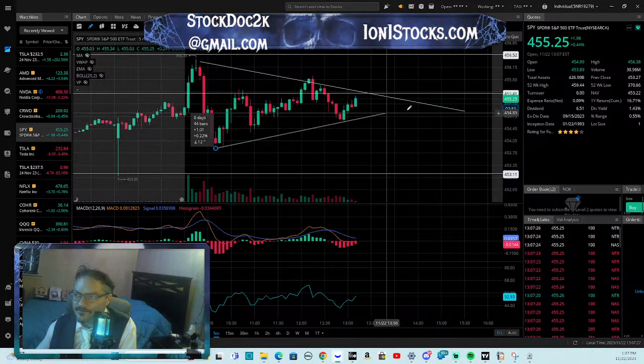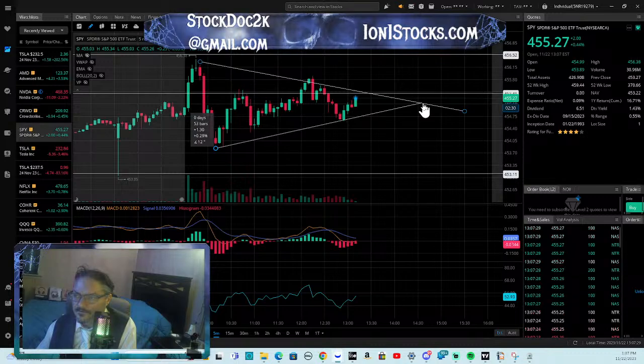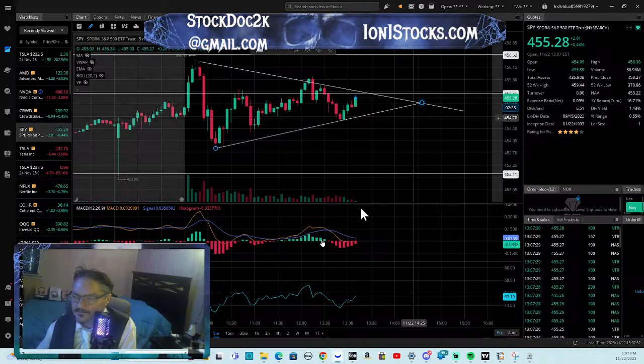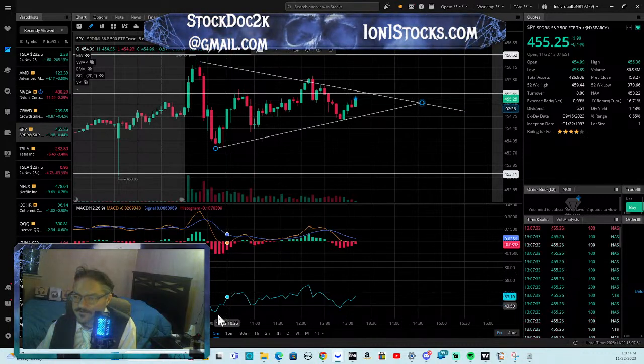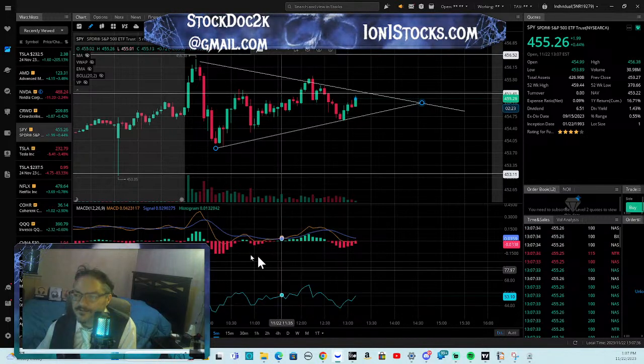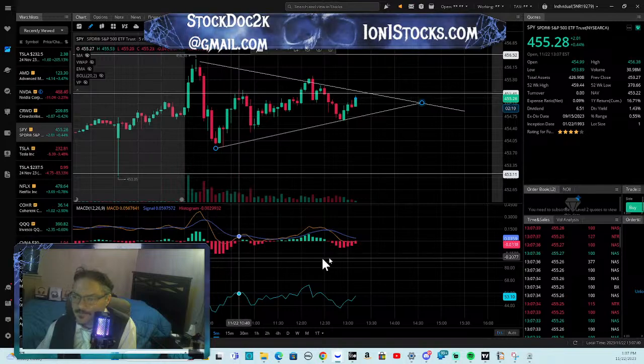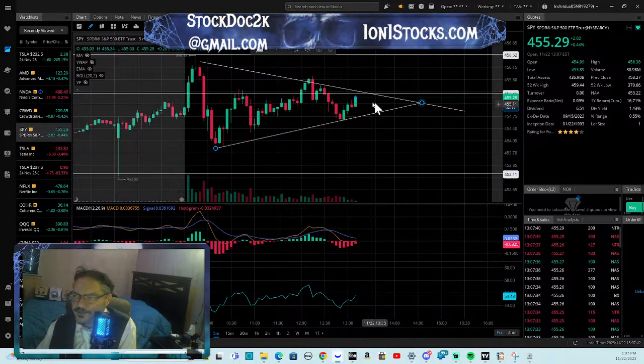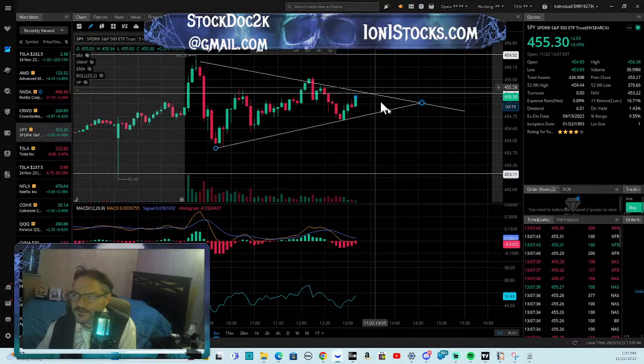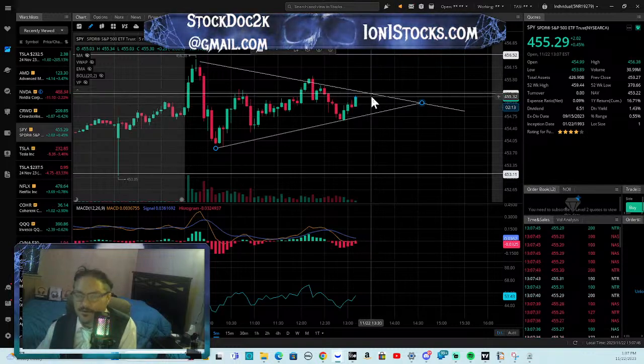The valleys are rising, coming to a familiar symmetrical triangle. And we'll check the indicators on that. RSI is rising on the valleys. The MACD valleys are rising. The histogram is even rising. So we should see this continue. We should see this pattern play out.